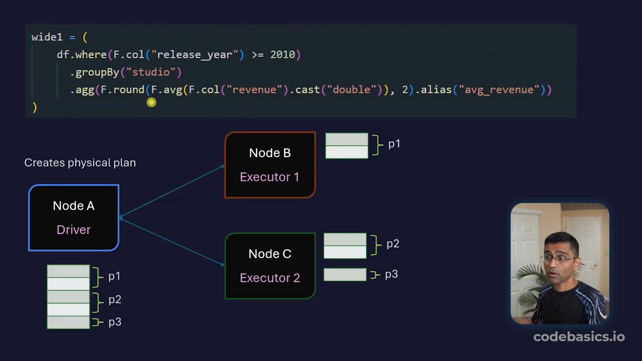But what if you have an operation like this, where you are first filtering, but then you are grouping by studio, and then you are calculating the average revenue of every studio. Let's say Marvel Studio has this much average revenue, Yash Raj Studio has this much revenue, and so on. Now in that case, you will have to look at data on different nodes. So let's say first you filter down data using 2010. So you filtered here, here, and here, and you got all this new data set.